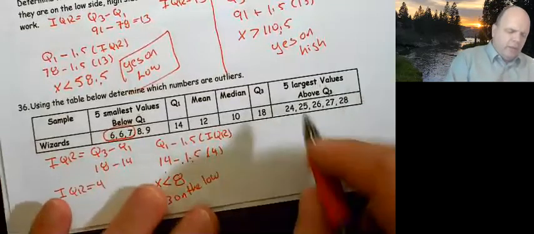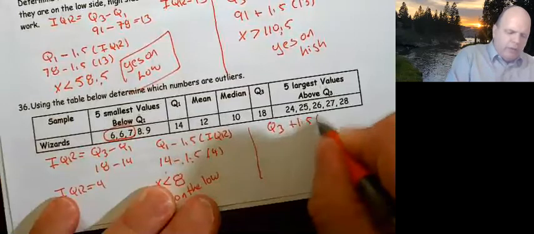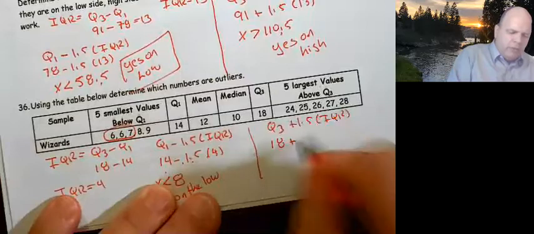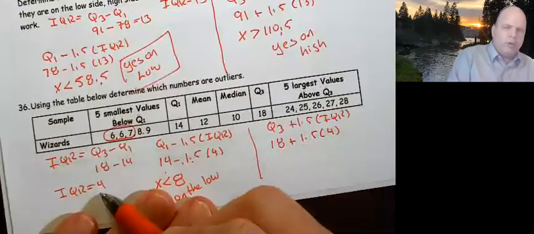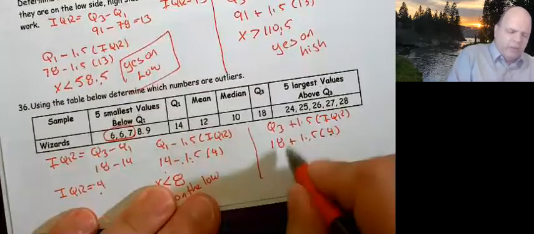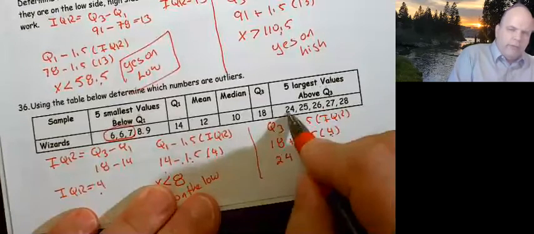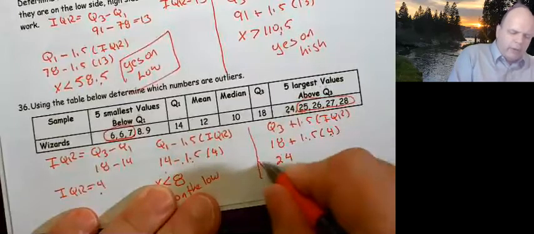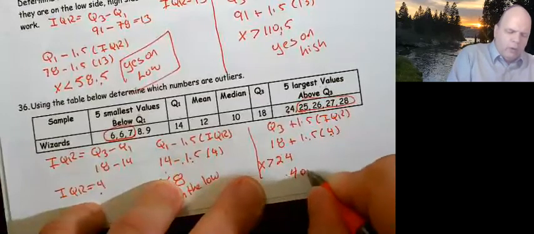On the high side, we need to do that calculation. So our formula is Q3 plus 1.5 IQR. So 18 plus 1.5, our IQR that we already calculated over here was 4. 1.5 times 4 is 6. 18 plus 6 is 24. If it's on the fence, it's not an outlier. So over here we have x greater than 24. So in this case, we have 4 on the high.